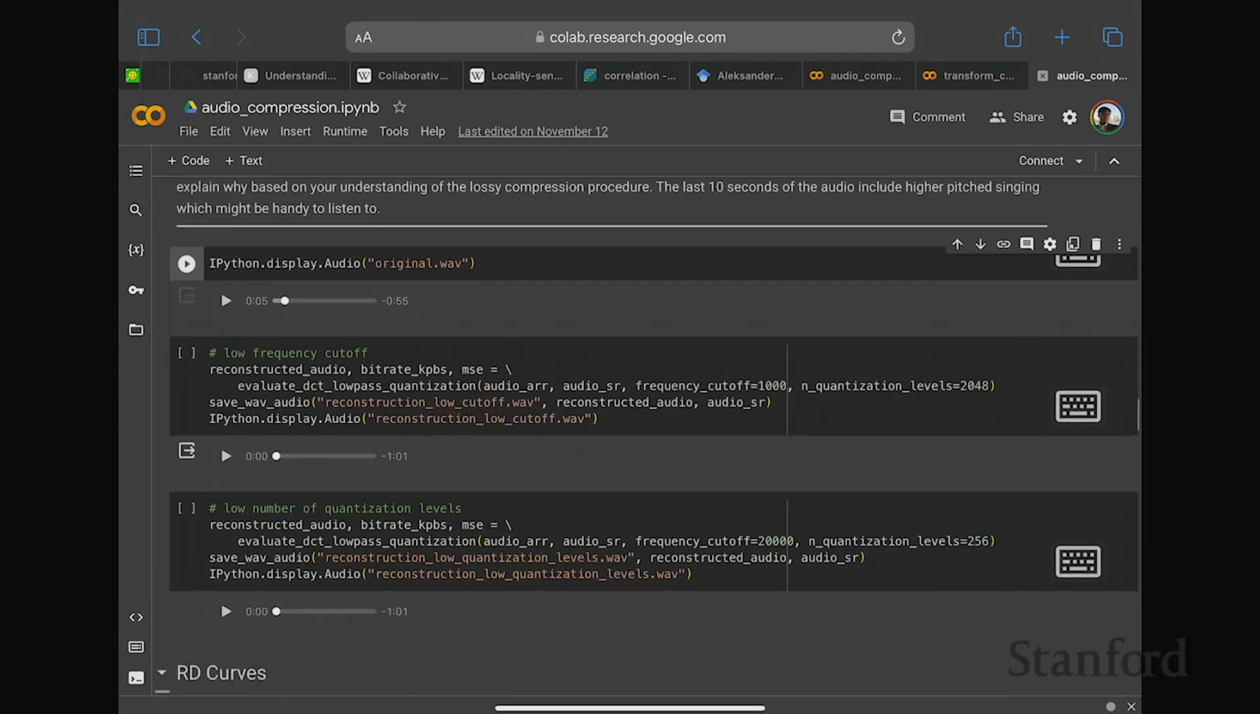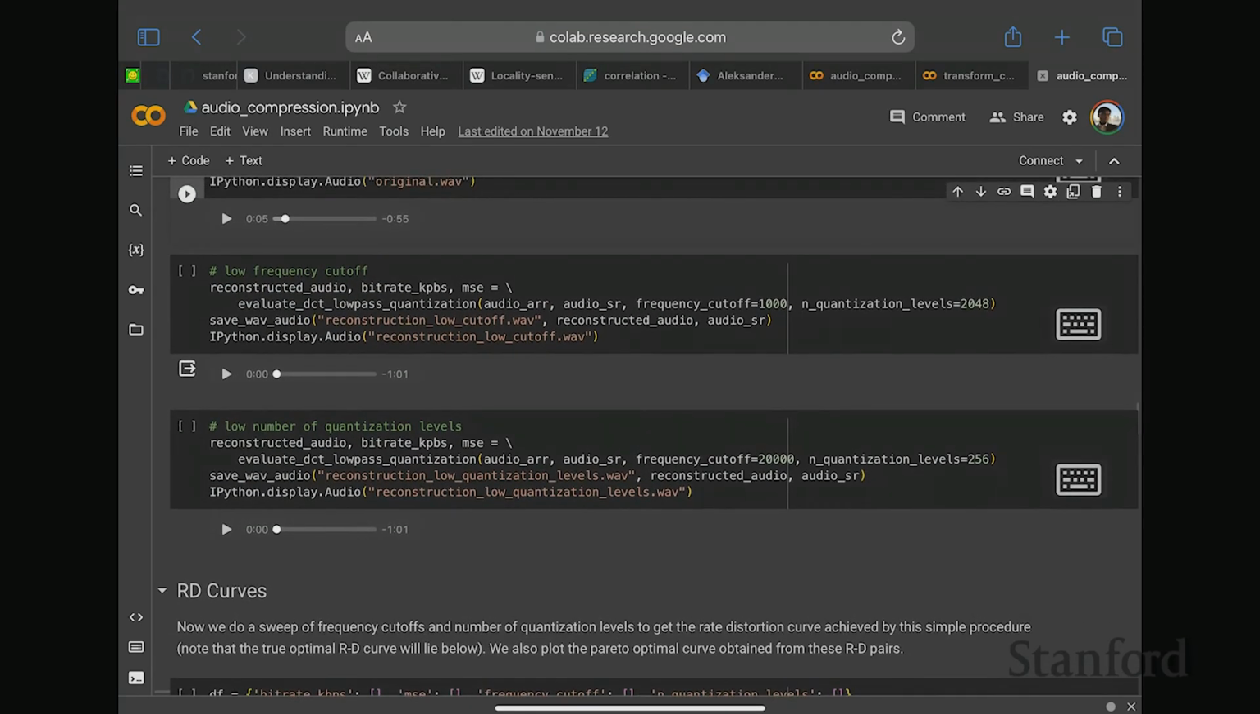Okay, and so first let's look at what the low frequency cutoff version of this audio looks like. I think the audio is coming from here.